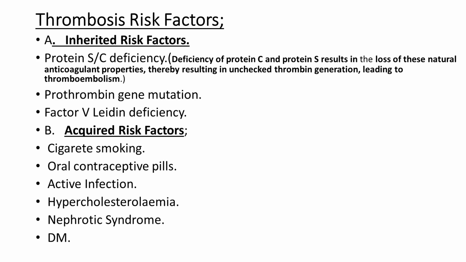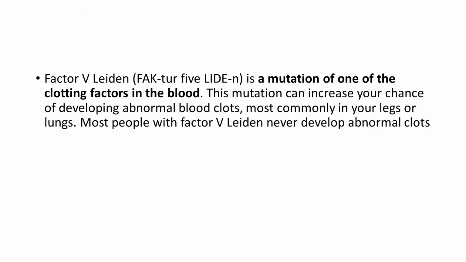Thrombosis risk factors: inherited risk factors and acquired risk factors. Inherited risk factors sometimes involve gene mutations and factor five related deficiencies. On the other hand, the acquired risk factors are cigarette smoking, oral contraceptive pills, active infections, hypercholesterolemia, nephrotic syndrome, and diabetes mellitus.